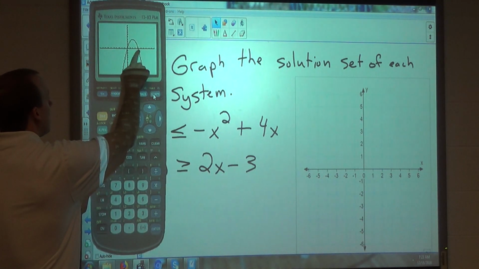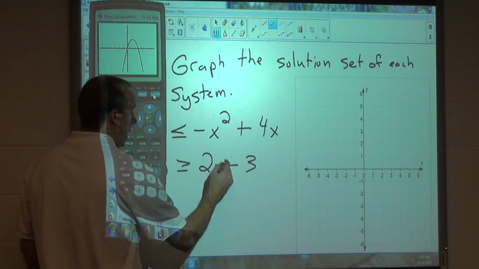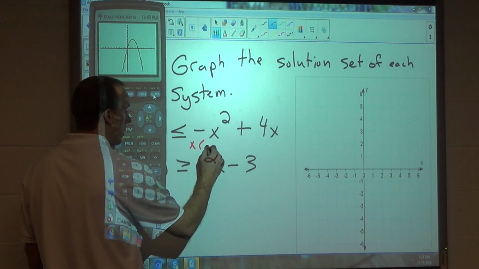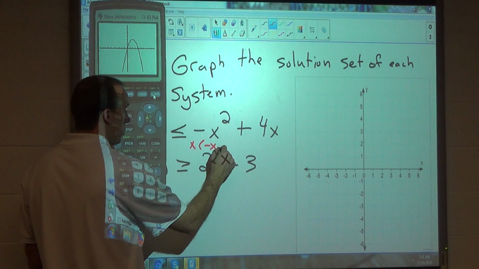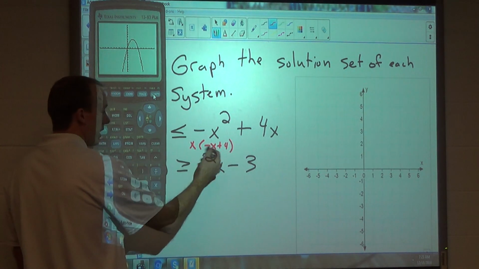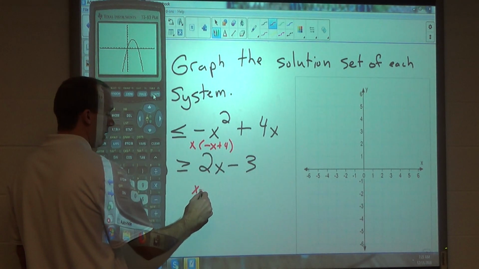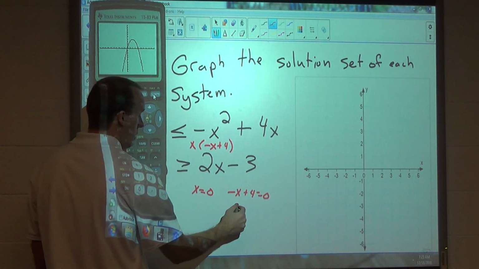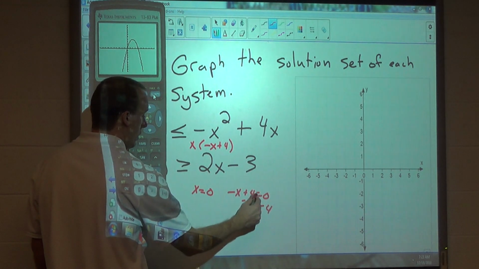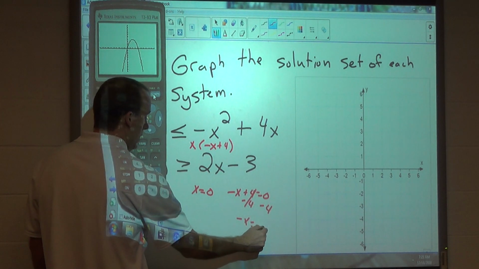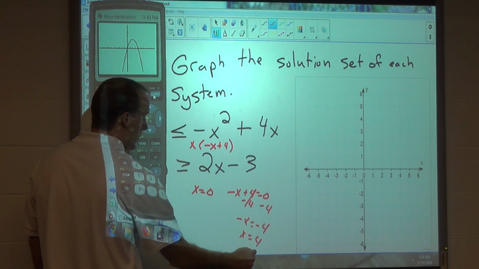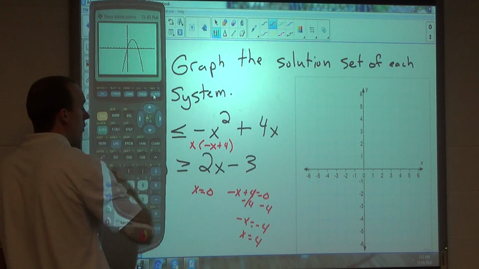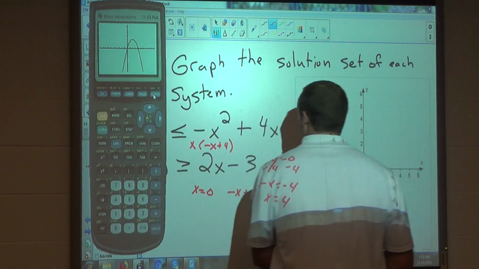Okay, so it looks like it crosses at 0 and 4. If you were to factor out an x, it'd be x times (-x plus 4). And if you set each one of those equal to 0, it'd be x equals 0, or -x plus 4 equals 0. And minus the 4 over, you get -x equals -4, so x equals 4. So it does cross at 0 and 4. You could also go second calculate the zeros of the function.